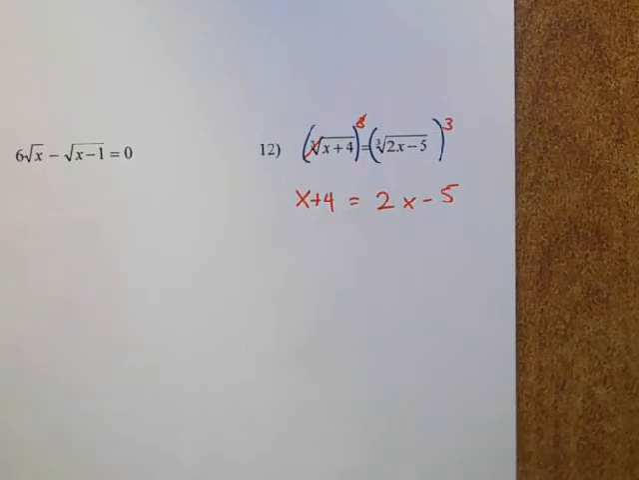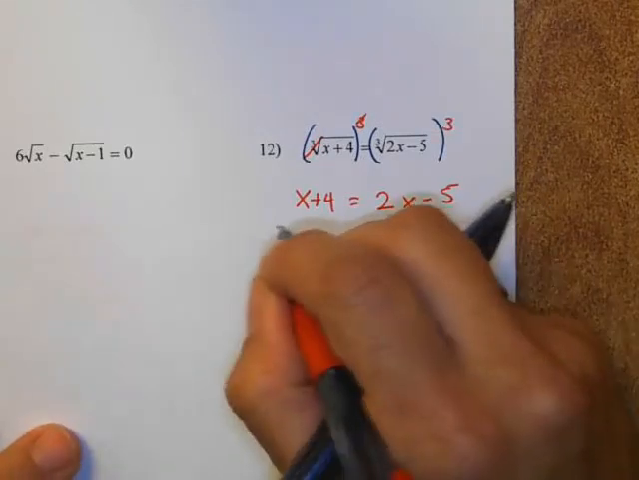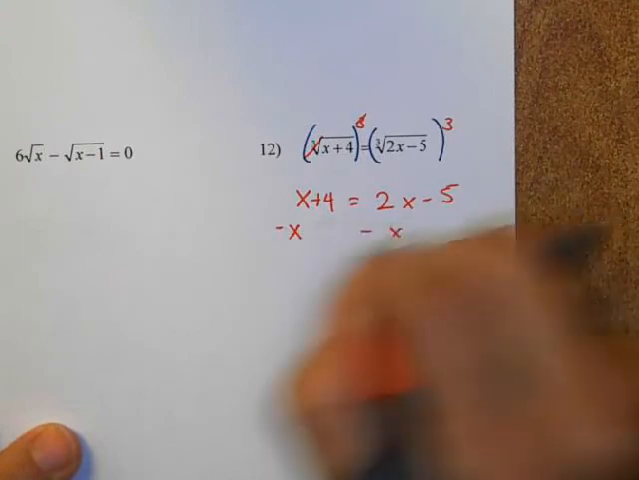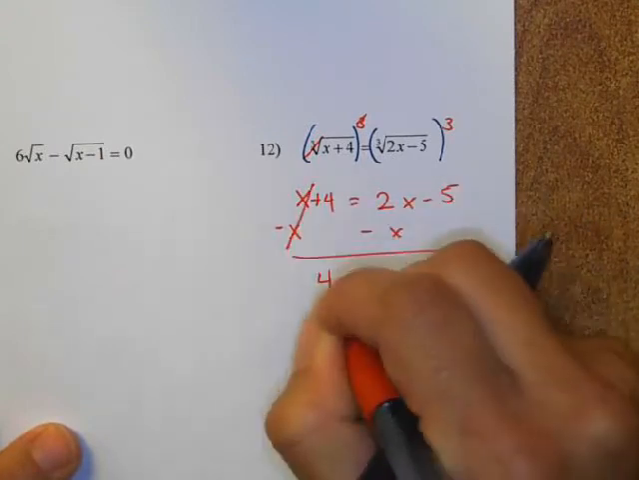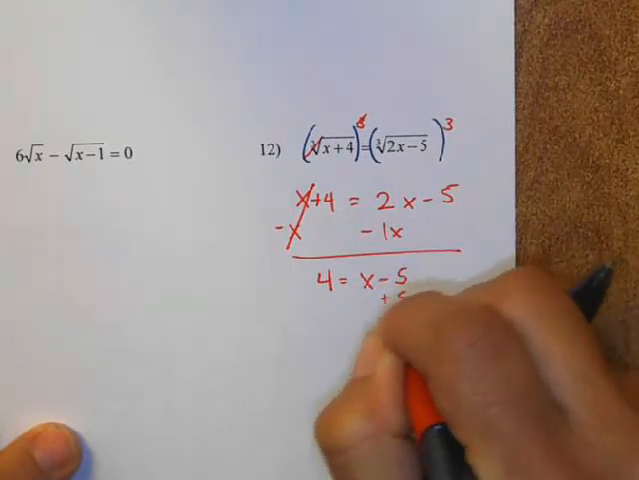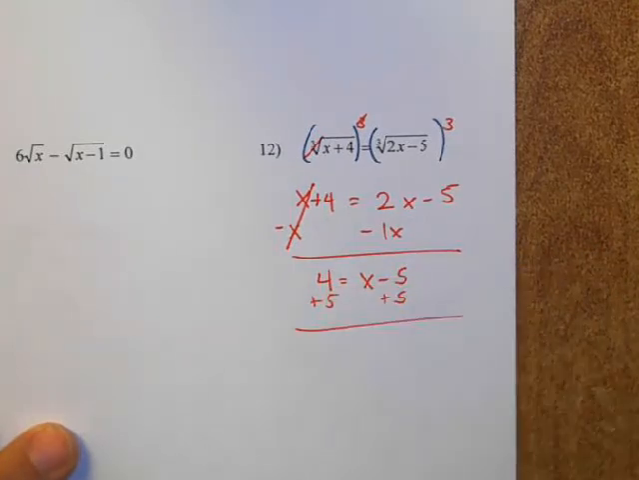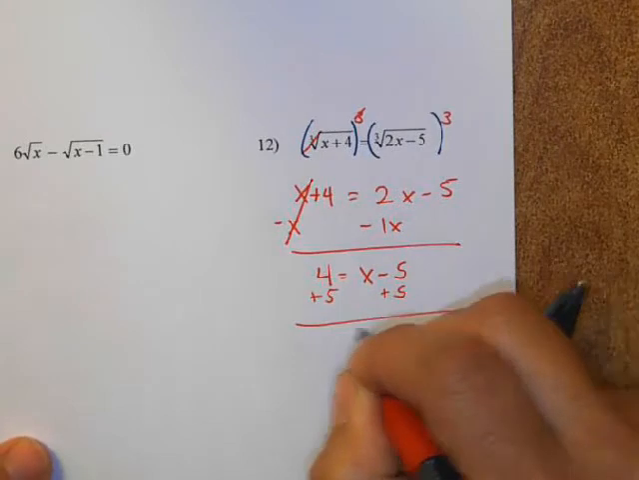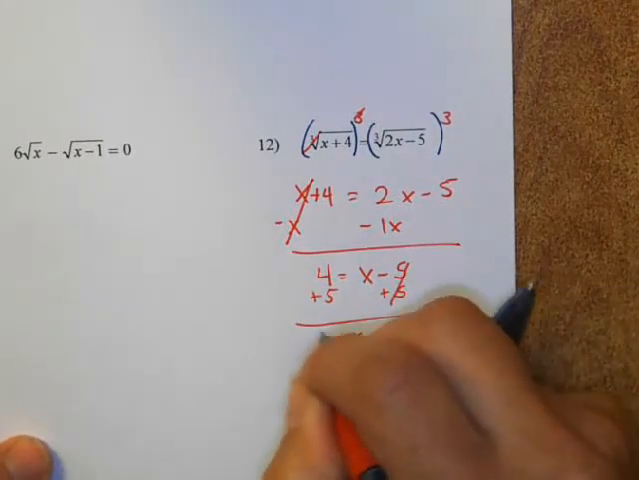This time I actually have some solving to do. In number 3 and number 5 I didn't have a whole lot of solving to do. So now I'm solving for x. I have a two-sided equation here, so I'm just making it a one-sided equation. And then add 5 to both sides, and I get x equals 9.